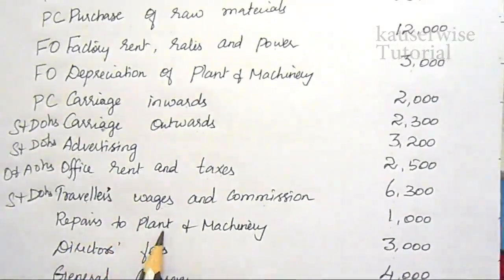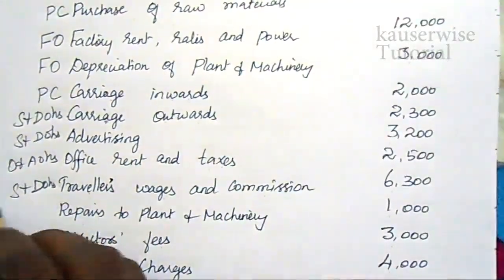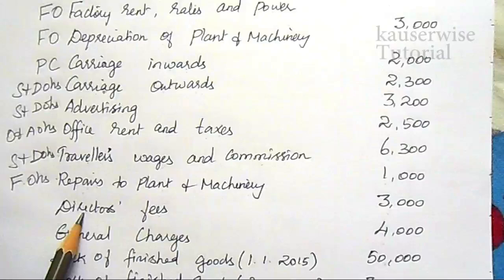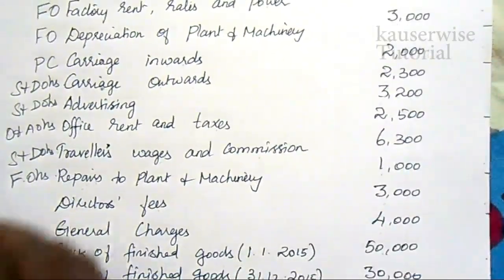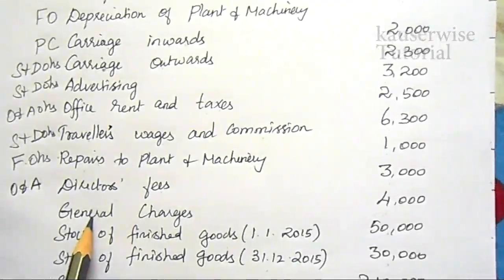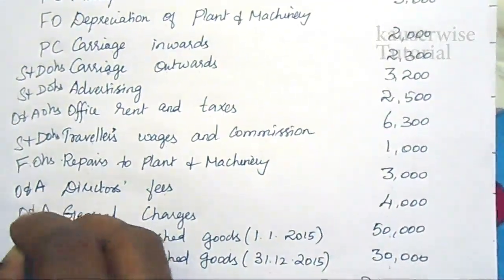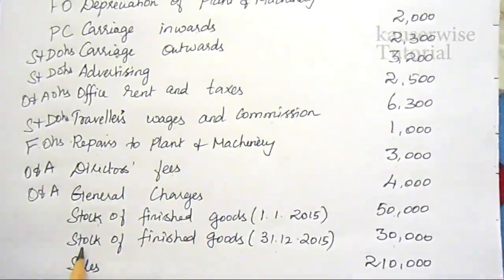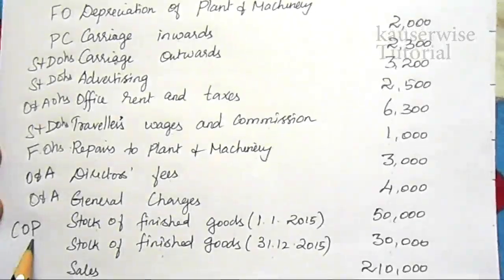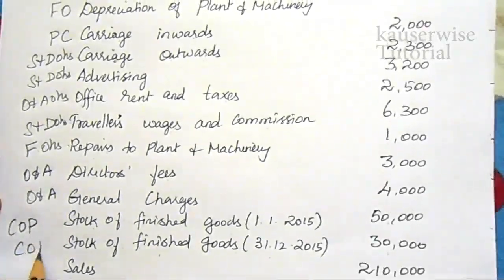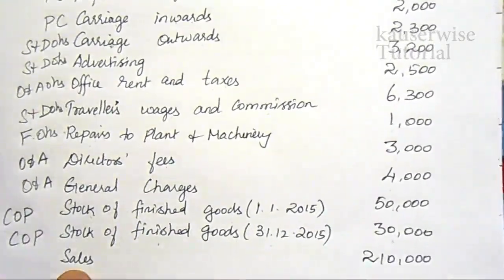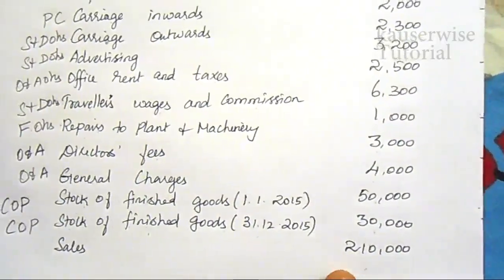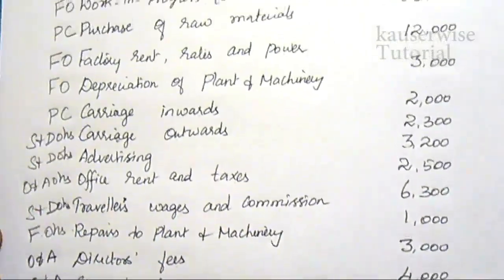Next, repairs to plant and machinery. This will come under factory overheads. Then director fees, this will come under office and administrative overheads. General charges also come under office and administrative overheads. Then the next one is opening stock of finished goods, and next one closing stock of finished goods. Both will come under cost of production. And the last one is sales. This is the final answer. We have to compare this value along with the cost of sales in order to find out the profit or loss. Now let us see the solution.